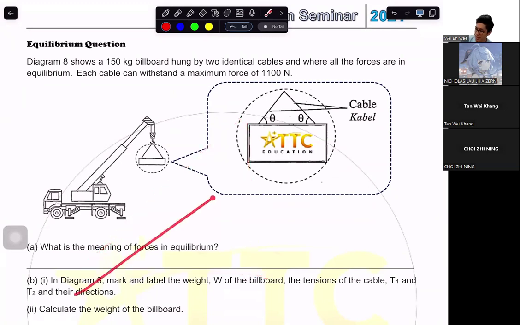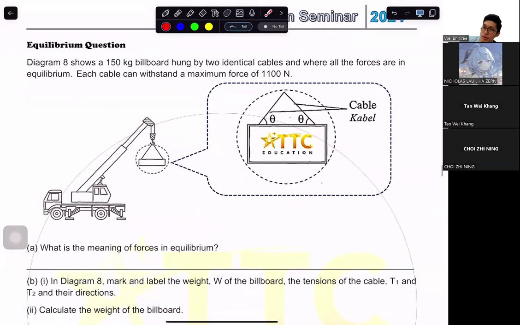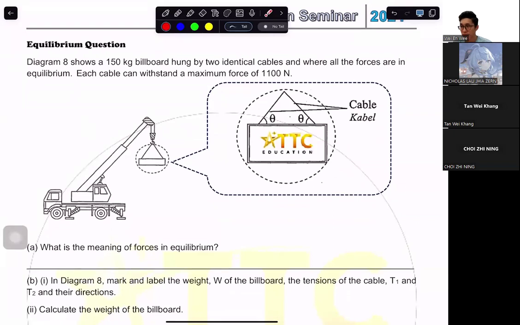Okay, any force can be split into horizontal and vertical. This is a very, very important thing to remember.